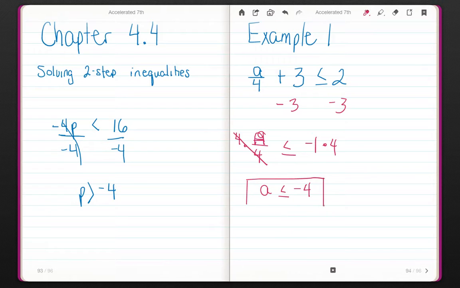And then the directions say to graph it, so you would then graph it, which you can all do independently. So again, isolate by moving the 3, and then multiply by 4 to finally isolate A by itself.